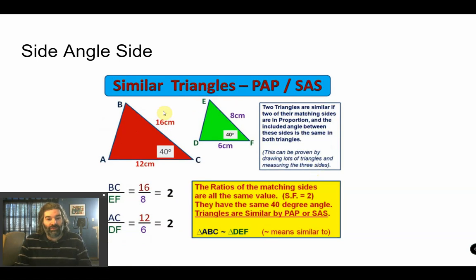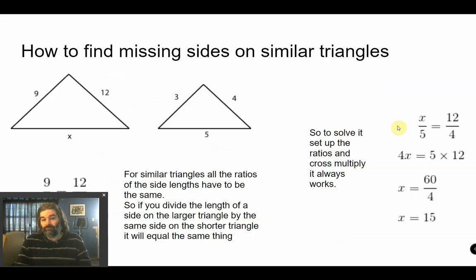The last one is if you know two of the sides have the same ratio and the one angle between them is the same, then it's also going to be similar. So if I know 12 divided by 6 is 2, 16 divided by 8 is 2, and they both have a 40-degree angle, that's going to be a similar triangle.